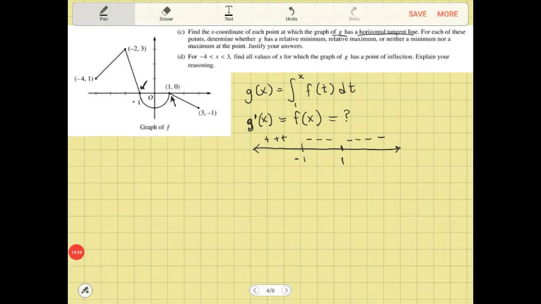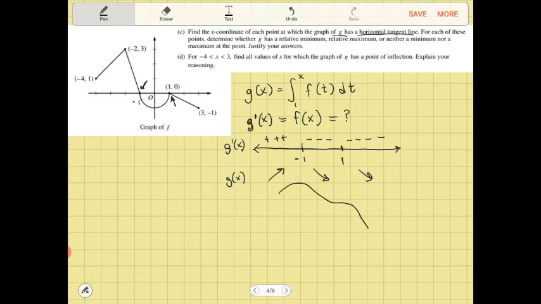Alright, so then, what does the derivative tell you about a function? This is a graph for g prime of x, right? So if g prime of x is positive, that means g of x is increasing. When it's negative, it's decreasing. So what you see here is that your graph is going to do something like this.